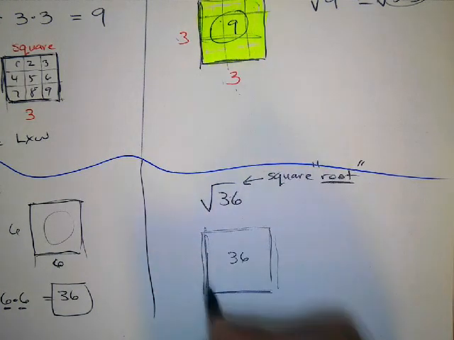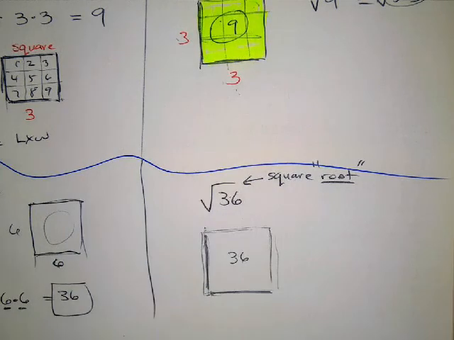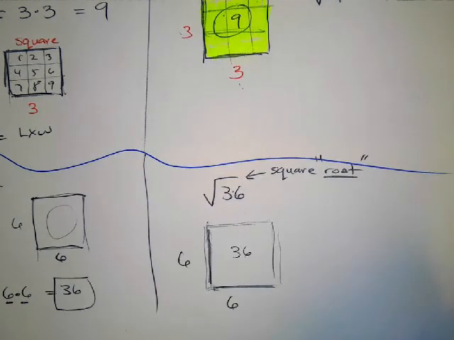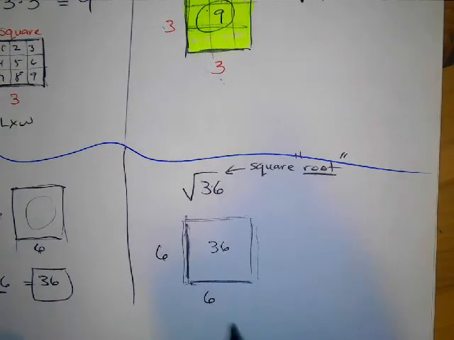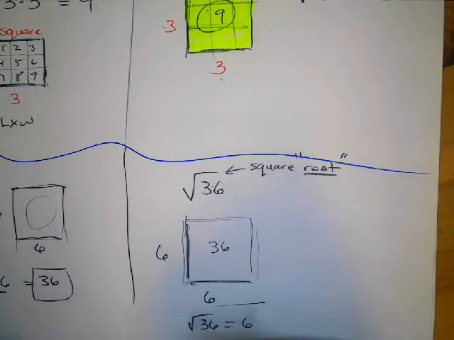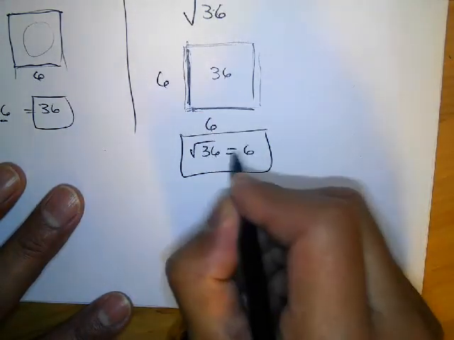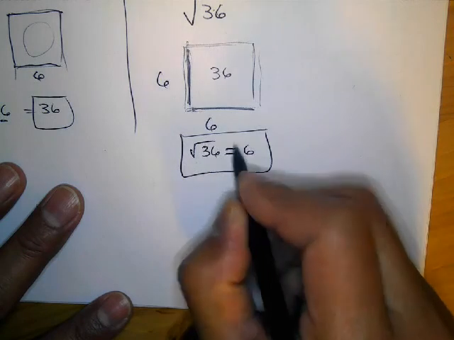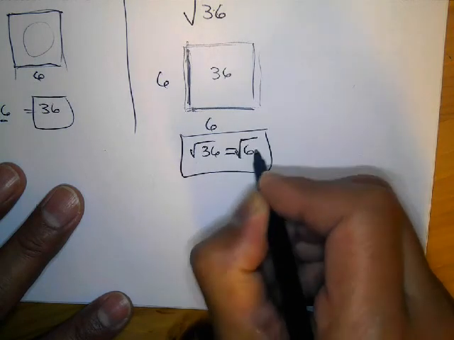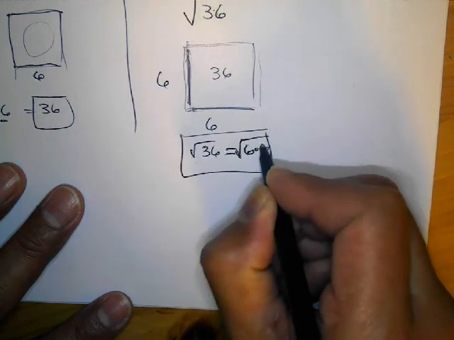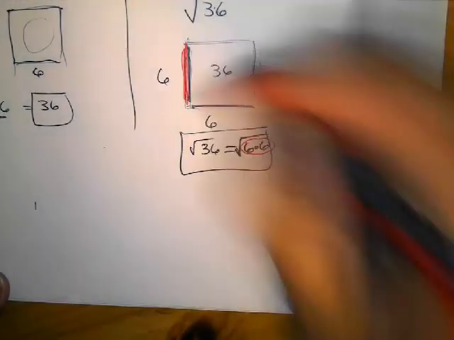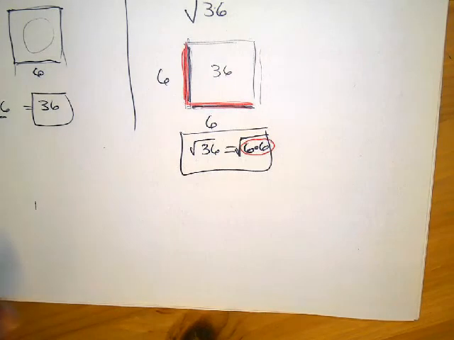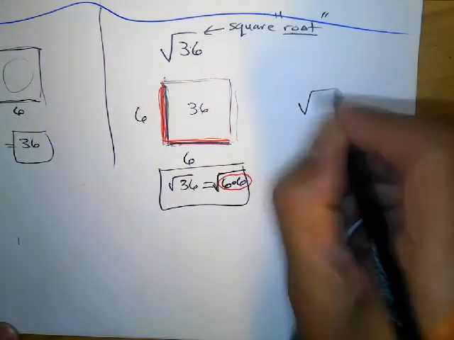So what would be the root? If the area is 36, what is the square root? Which means how much is the length of these? It has to be the same number. It can't be two different numbers. So I know the answer is 6. I know the square root of 36 has to be 6. The square root of 36 is the square root of a 6 times a 6. You're looking for the same number twice, because it has to be the same on the length and the same on the width.